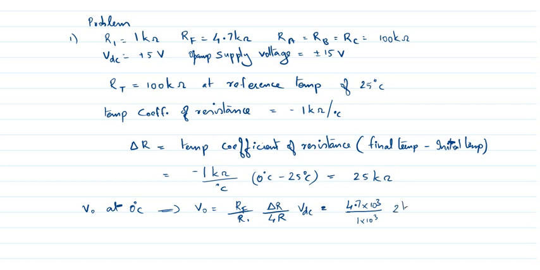Divided by 4R. 4 into R, that is 100 kilo ohm, so 4 into 100 into 10 raised to 3, and VDC will be 5 volt. From this we can find out the value of V0, that is equal to 1.47 volt, and now we will find out V0 at 100 degrees Celsius.